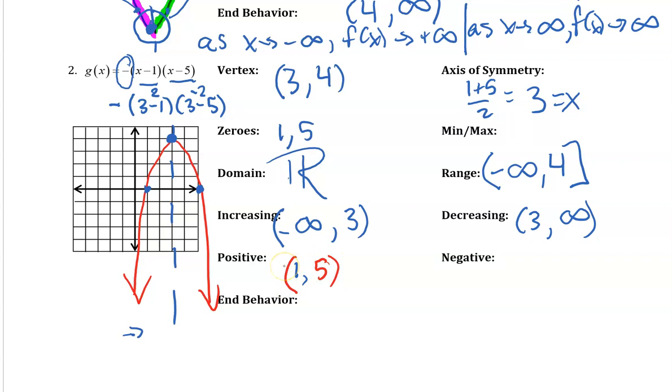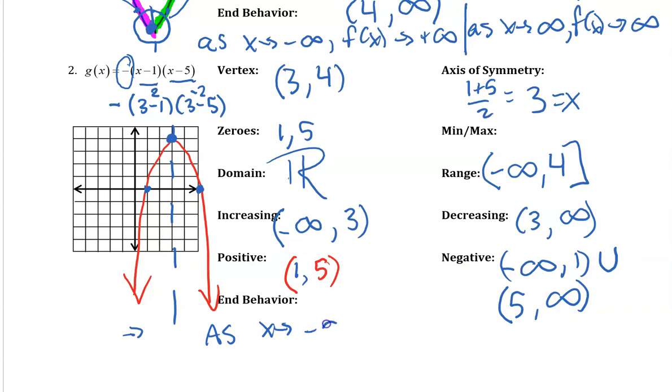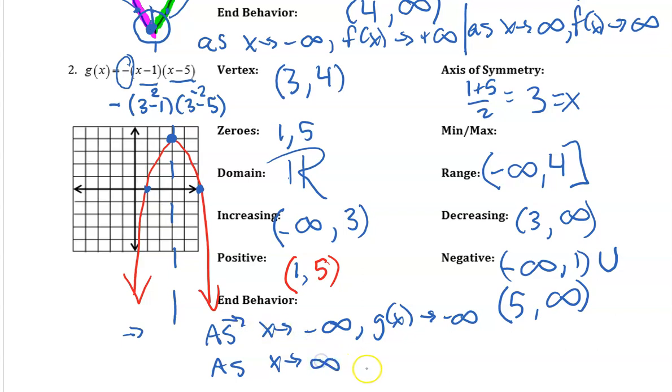It's not positive at either 1 or 5. It's 0 at 1 and 5. It is negative from negative infinity to 1 and from 5 to positive infinity. End behavior. As x approaches negative infinity, g of x approaches negative infinity. As x approaches infinity, g of x approaches negative infinity.